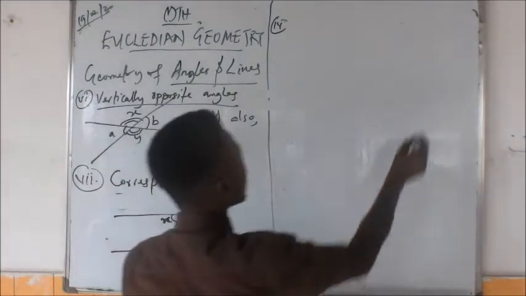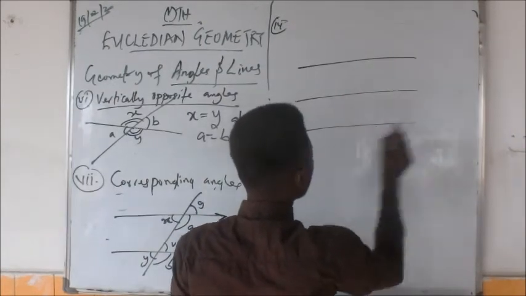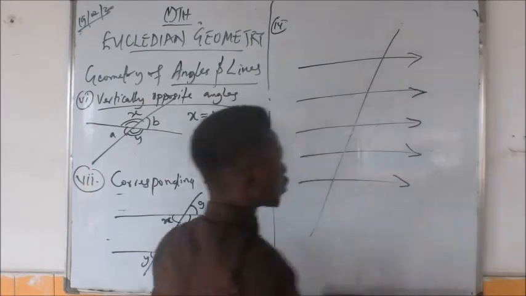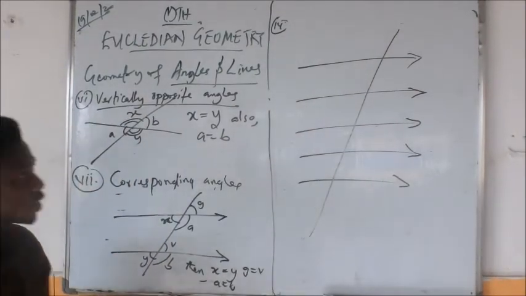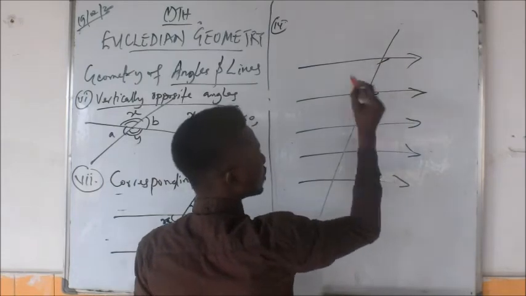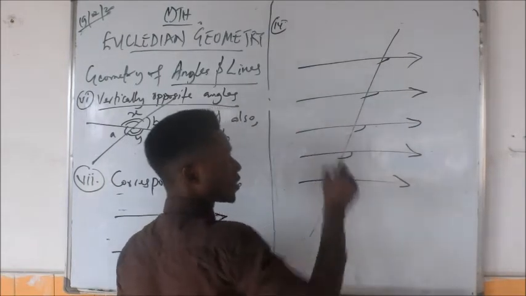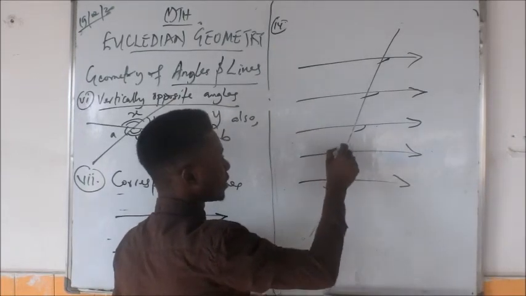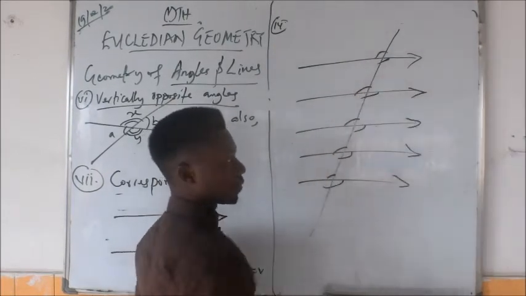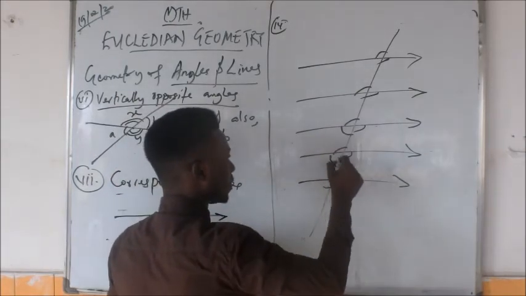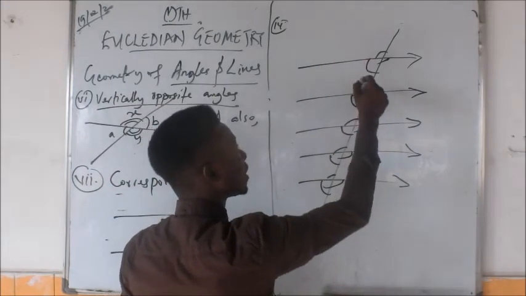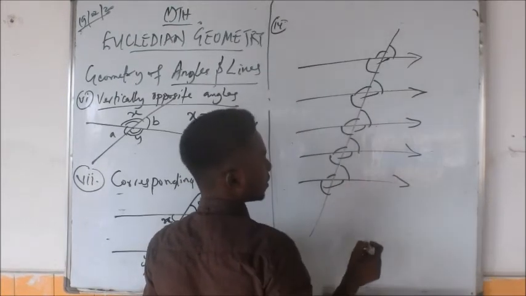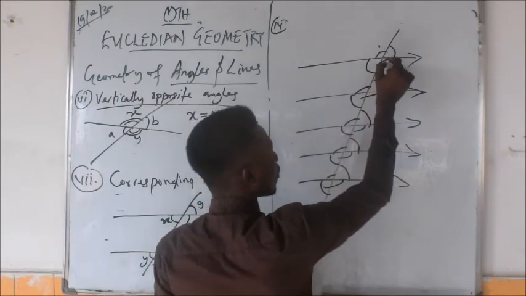Look at this situation. We have parallel lines like this, and then you have just one transverse line across. So this corresponds to this and this corresponds to this. Do you understand? So the angles will be equal automatically. Likewise, you have this and this, this and this, and as well this and this.